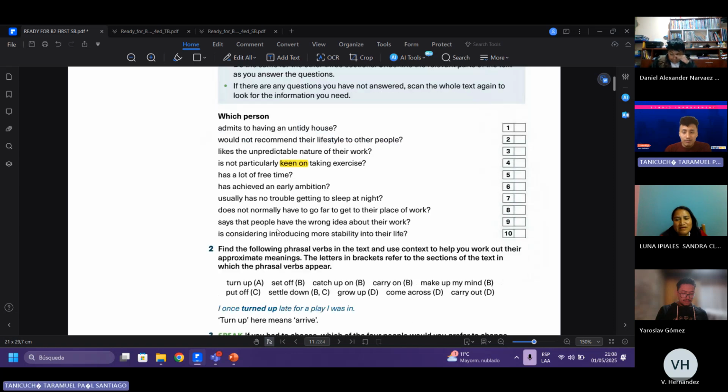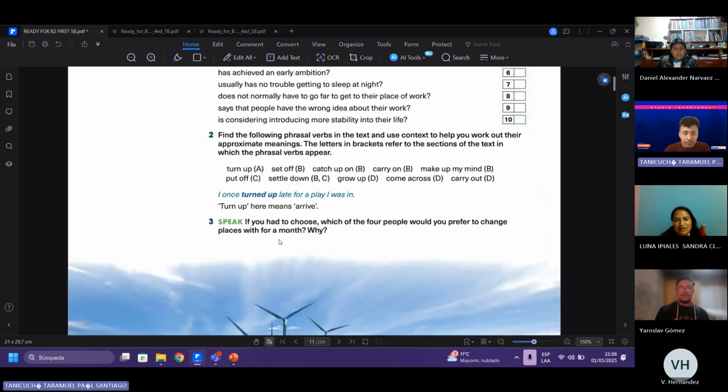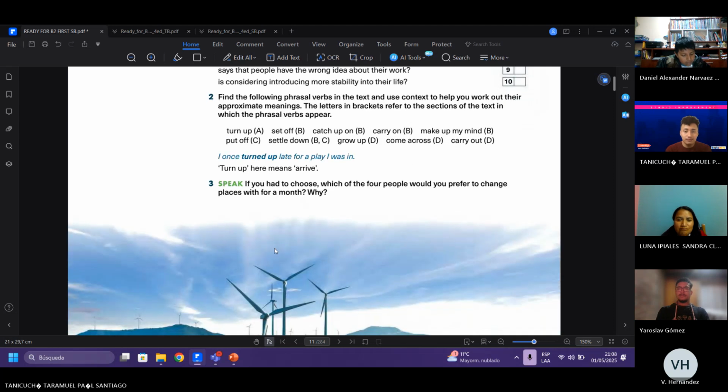Meanwhile, we're going to jump up to question number 3. It's about speaking, right? We're going to try some speaking. And the question says, if you had to choose which of the 4 people in the 4 paragraphs you would prefer to change places with for only a month. For only a month. Why? Give me your reasons.